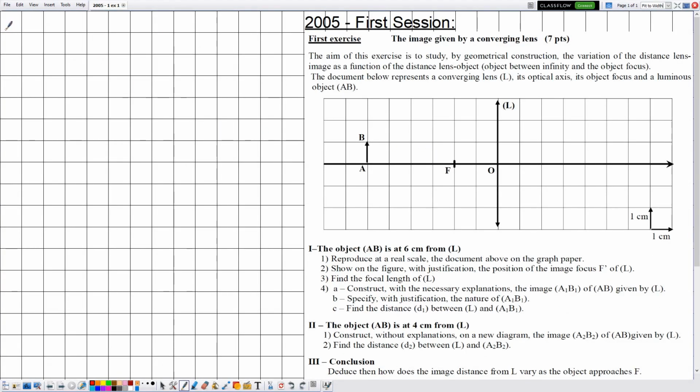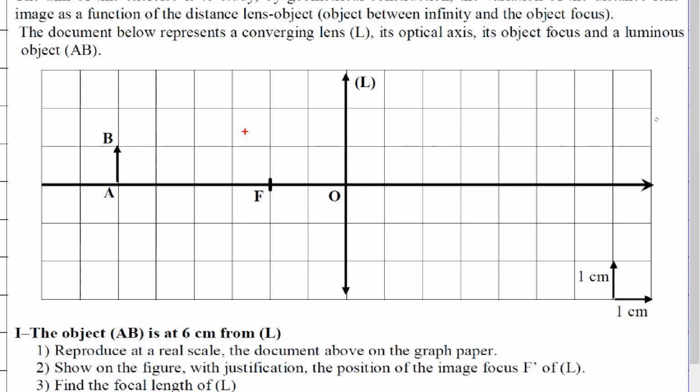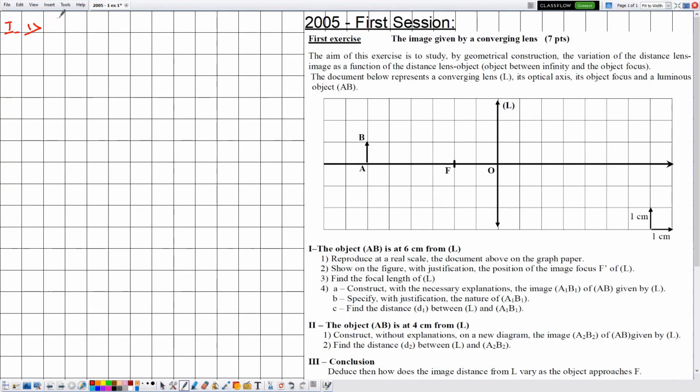Then part 1 of this exercise. They are telling me that the object AB is at 6 centimeters from L. Part 1: reproduce at a real scale the document above on the graph paper. Notice that here the direction of propagation of light is not indicated, but we take it as in the same direction of the positive x-axis, which is from left to right.